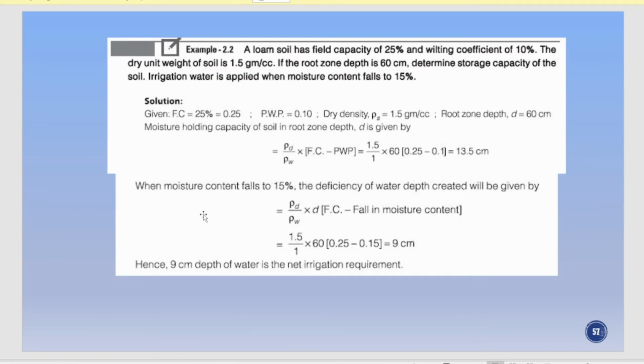Now we'll go with the next problem that we have. I'll read out the problem once. A loam soil has field capacity of 25%. Permanent wilting point is 10%. The dry unit weight of soil is 1.5 gram per cc, centimeter cube. If the root zone depth is 60 centimeter, determine the storage capacity of the soil. The irrigation water is applied when moisture content falls to 15%. Okay, so once you read the problem, understand it, and then you try to solve it.